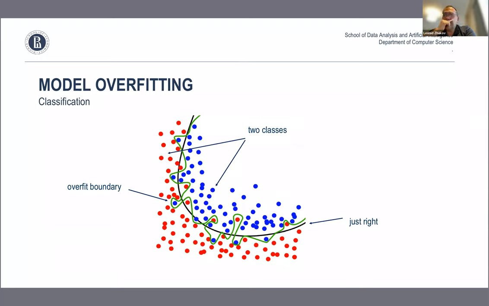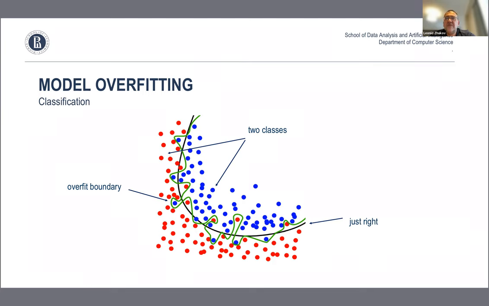Here's another example of the model overfitting. When we talk about classification, you'll notice there are two classes, red dots and blue dots. At some points, the blue dots are getting deeper into the red area and red dots getting deeper into the blue area. And the goal of classification is to draw the separating line that separates those two classes. You can draw it the way it is shown in green color, where it perfectly separates those two classes.